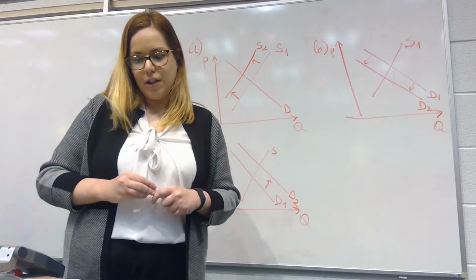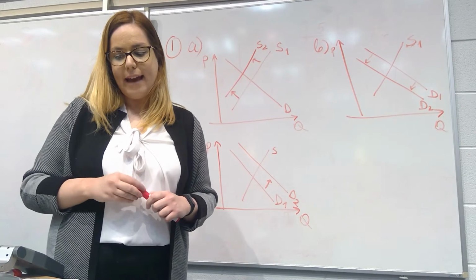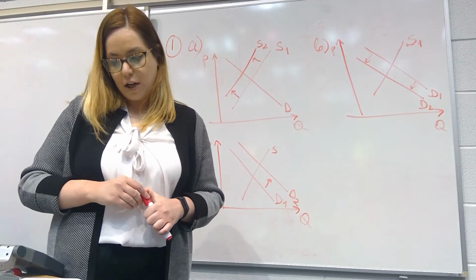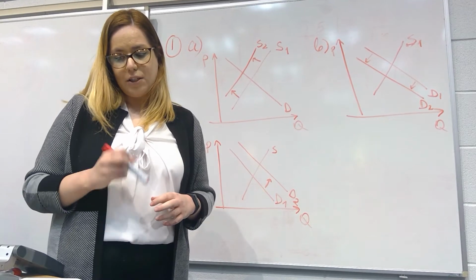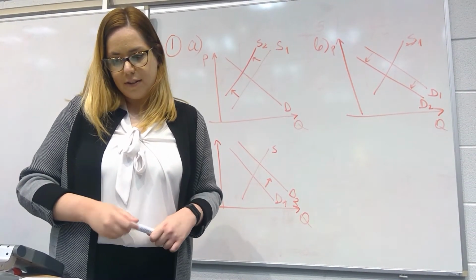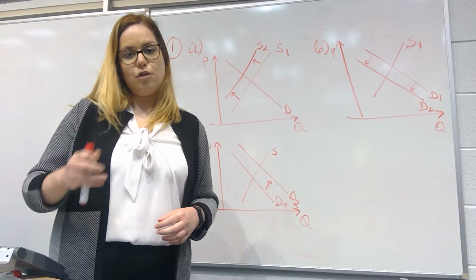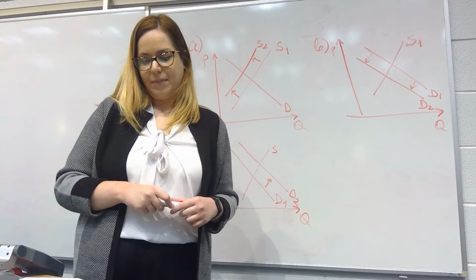Then we have question number 5, stating: which of the following will result in an outward shift of the demand curve? The correct answer is an increase in income, assuming a normal good. So in the case of normal goods, an increase in income leads to an increase in quantity demanded of that good.